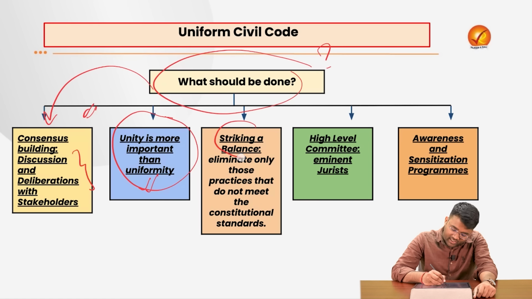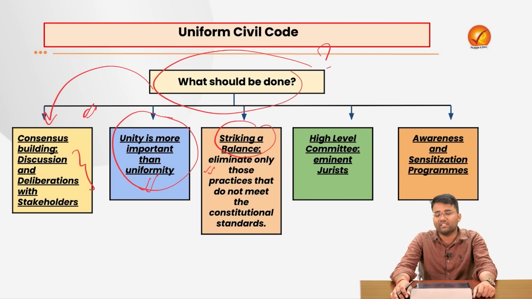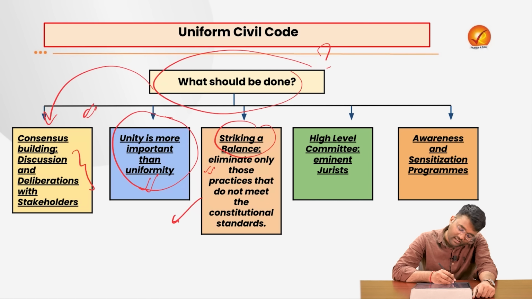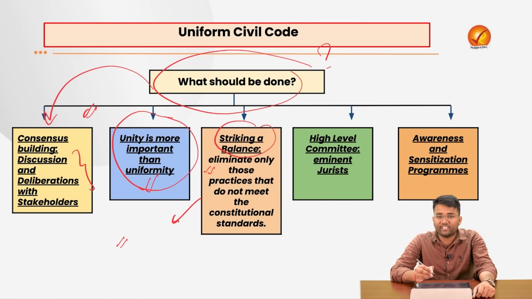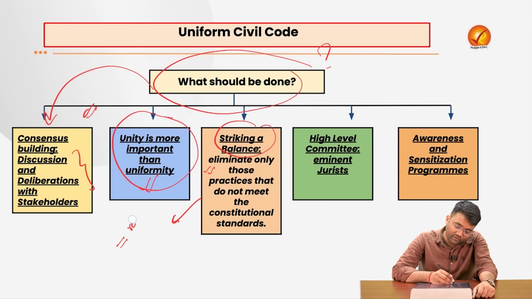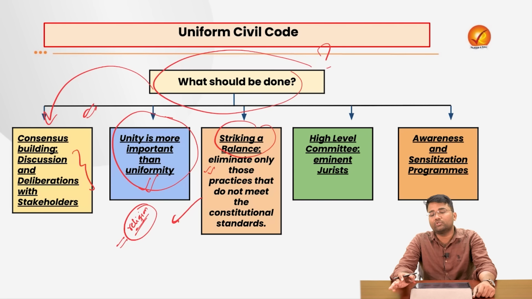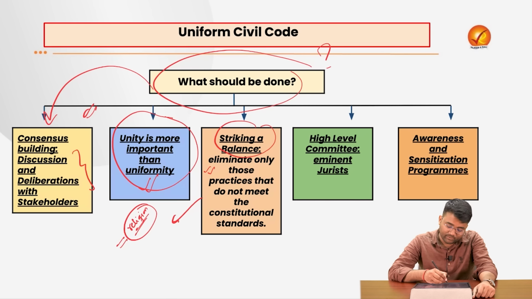Then there is need for striking a balance. For example, we can eliminate only those practices that do not meet the constitutional standards. If there are some practices that are violating or discriminating between two people belonging to different religions, in that case we can first of all eliminate those discriminatory practices, and then subsequently look at other areas, other domains.